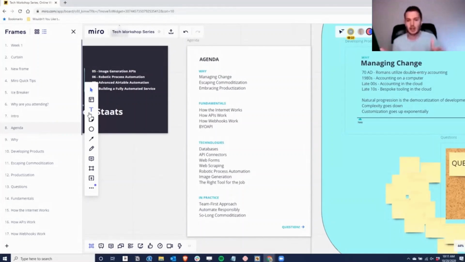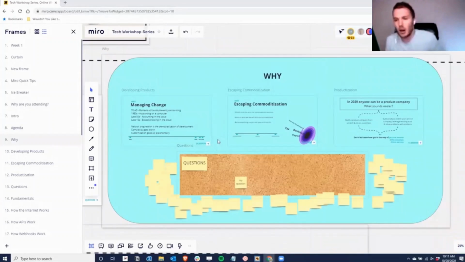And then lastly, in practice, what does this actually look like in your firm? We could talk about tech all day long, but where does the rubber meet the road? How do you do this in a team environment? And how do you do so responsibly from a security standpoint and all that stuff? 3 slides on why.